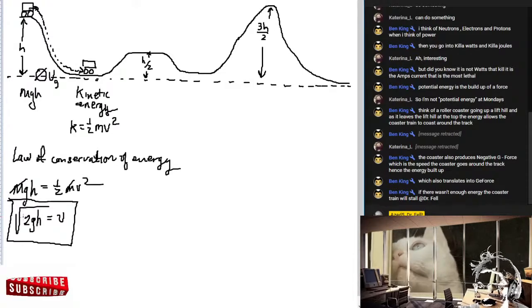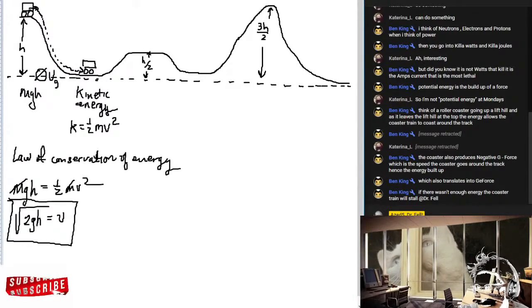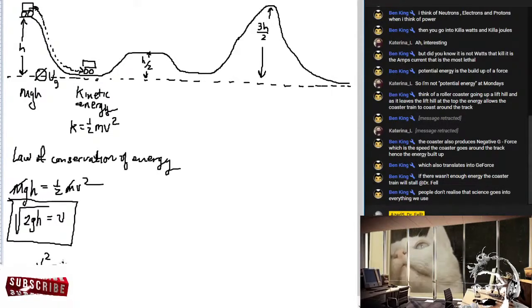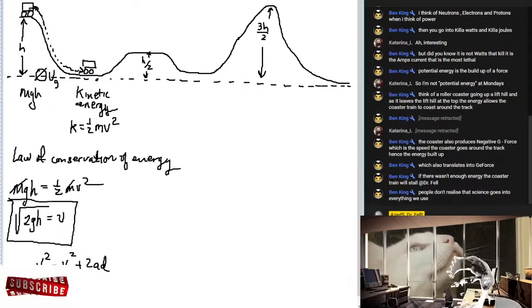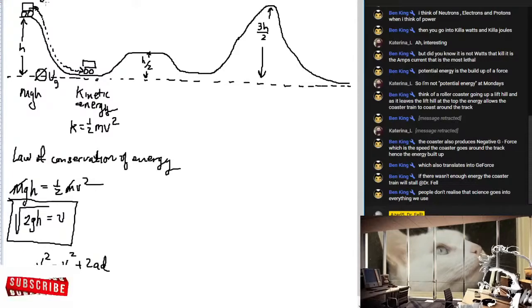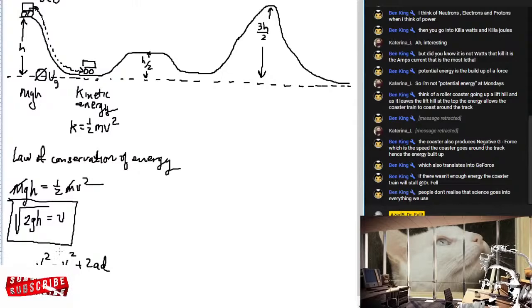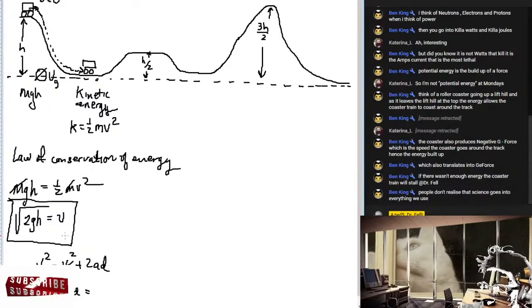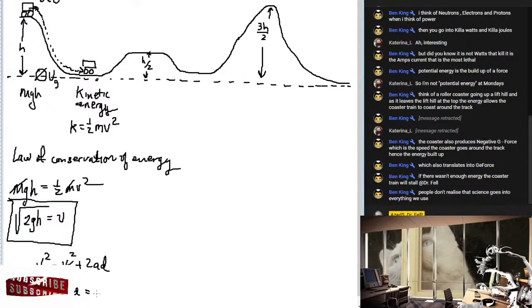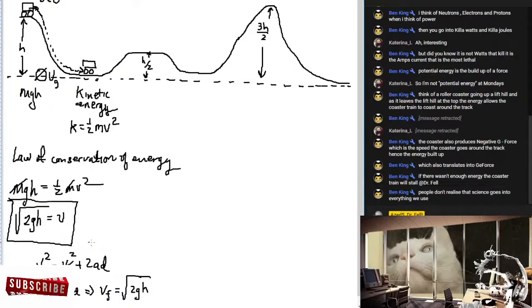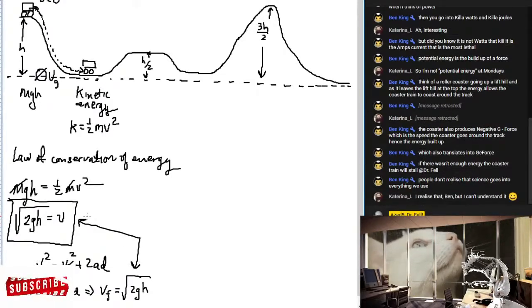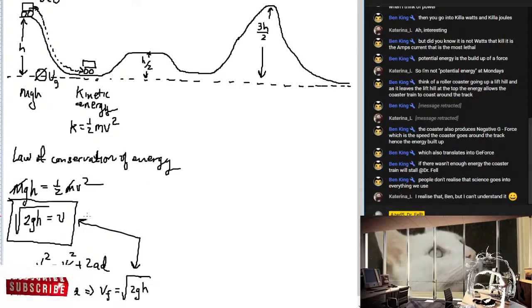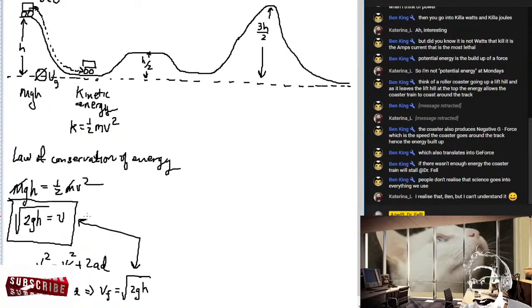Now I want to show you something pretty cool. Do you remember, let's see, v final squared is v initial squared plus 2ad. Remember that kinematics equation? Well, up here, the initial velocity is 0. It's not moving until it's pushed over the edge. So this is gone. So velocity final then equals the square root of 2ad. Well, what is a? a is g, and d is h. So v final equals the square root of 2gh. So you can see these equations are the same. So we just derived a kinematics equation from energy. So you can see how they're related.